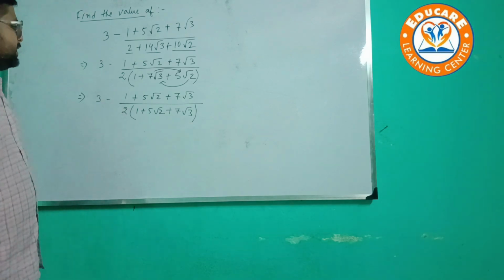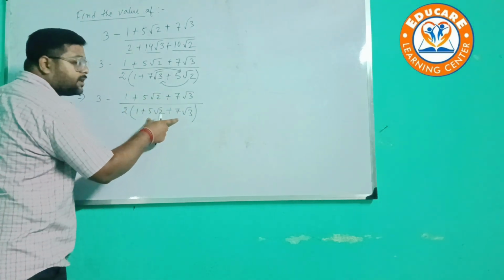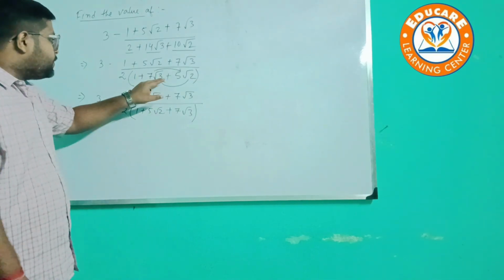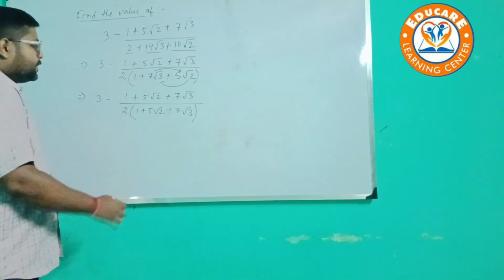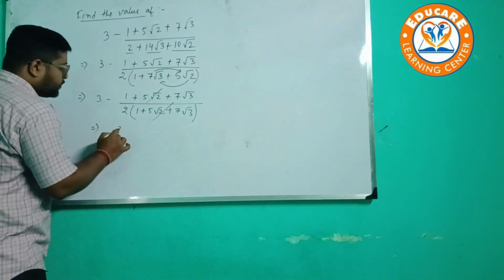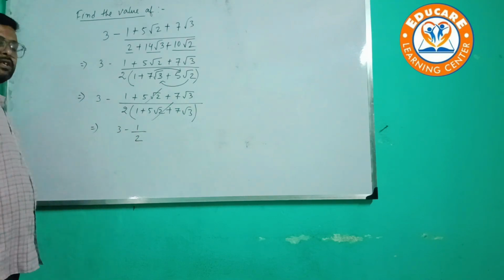Now you can see that the numerator and the denominator is completely same. Now I guess you all understand why we have changed the format. So this and this will get cancelled. So what do we left? We are left with 3 minus, everything is gone, so 1 by 2. 3 minus 1 by 2.